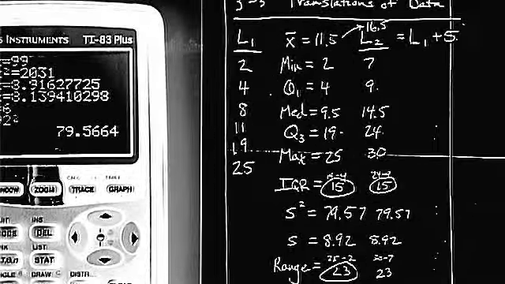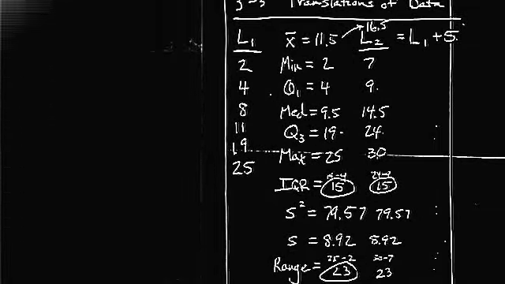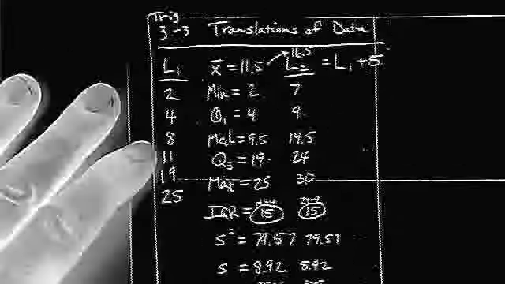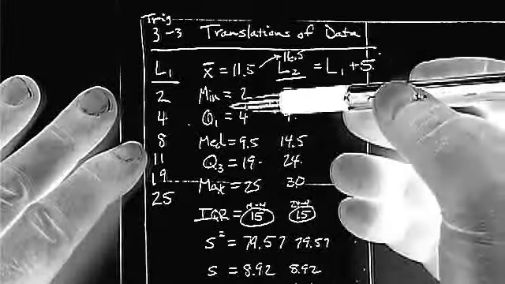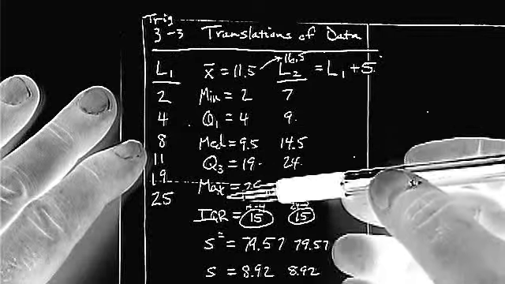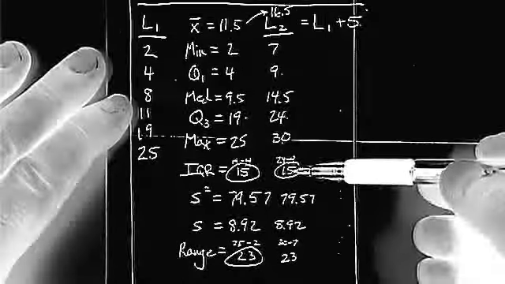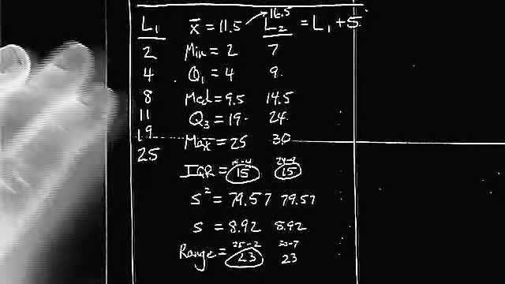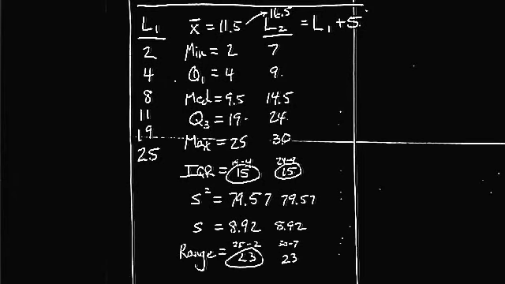So what I want you to see, children, is that when you are adding a number to a data set, the measurements of position or center will change, but the measurements of spread do not. That is the point of the lesson. Thank you very much.